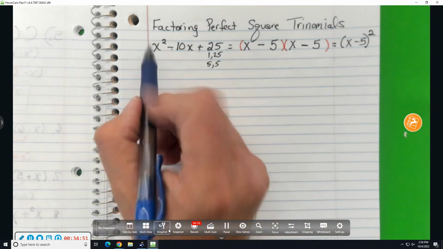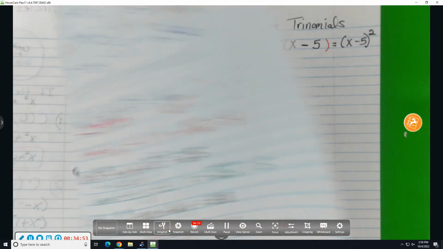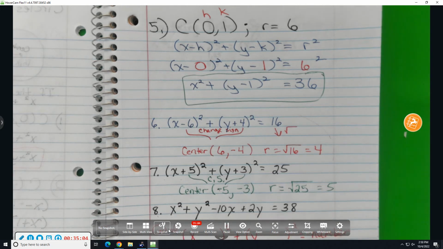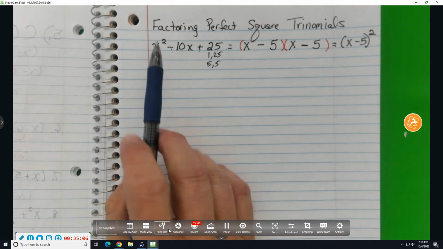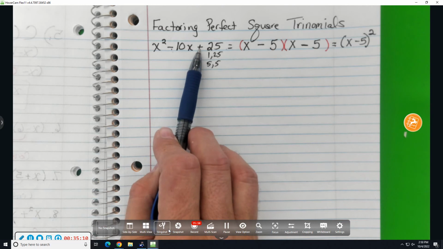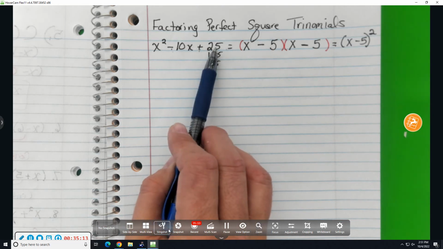Also, when we look at the equations of circles, there's not a number in front of this x squared. I guess theoretically there's a 1, but we don't normally write it. So with these perfect square trinomials, it should start off with just x squared. It should end with a plus perfect square.